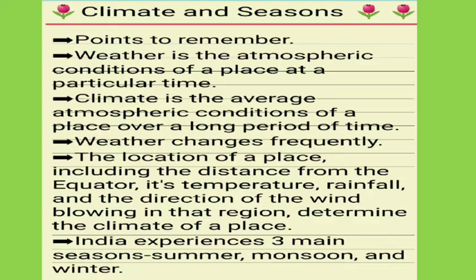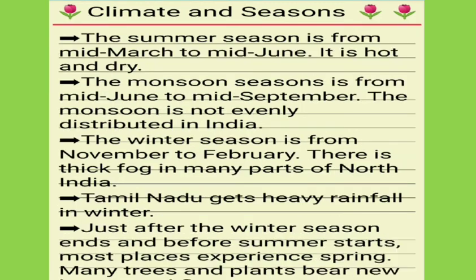Points to remember. Weather is the atmospheric condition of a place at a particular time. Climate is the average atmospheric condition of a place over a long period of time. Weather changes frequently. The location of a place, including the distance from the equator, its temperature, rainfall, and the direction of wind blowing in that region determine the climate of a place. India experiences three main seasons: summer, monsoon, and winter. The summer season is from mid-March to mid-June. It is hot and dry. The monsoon season is from mid-June to mid-September.